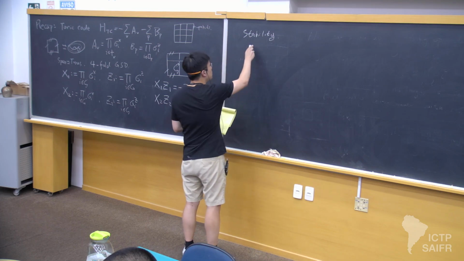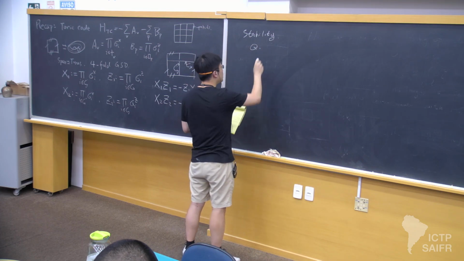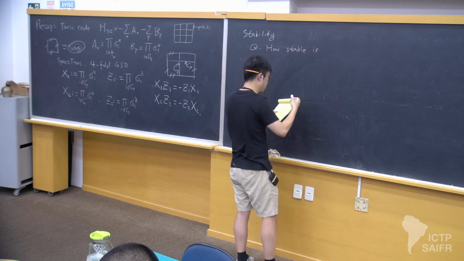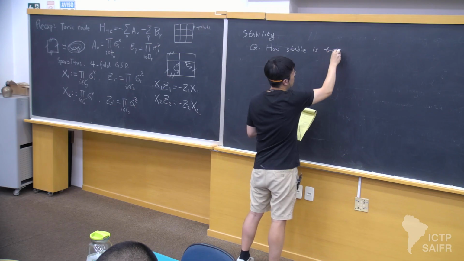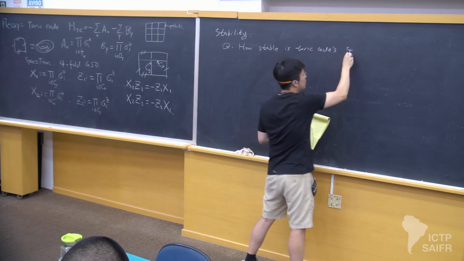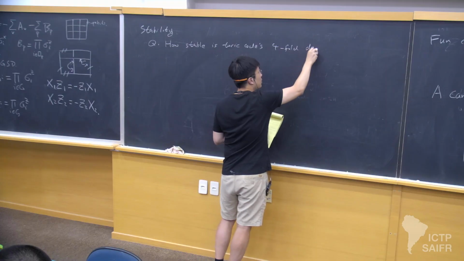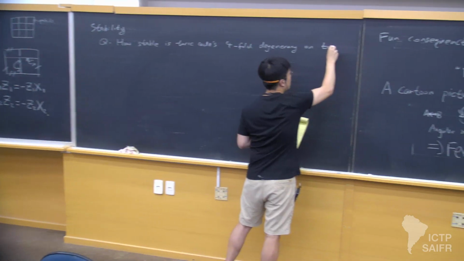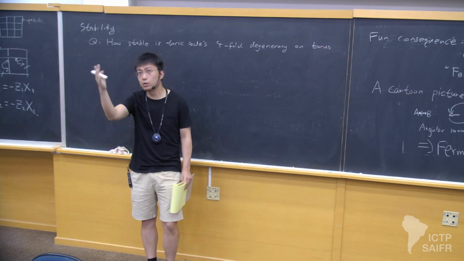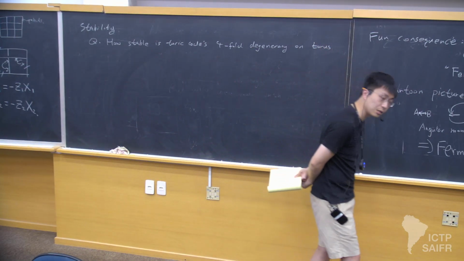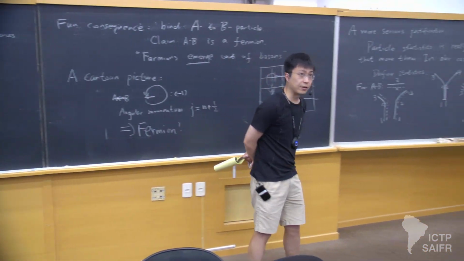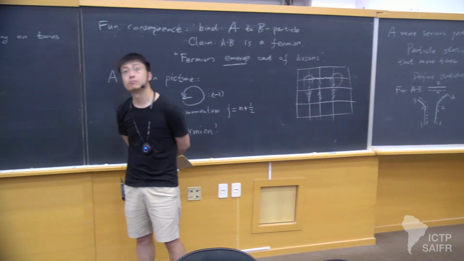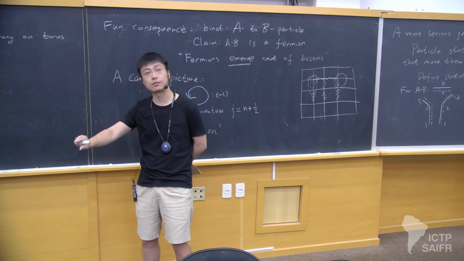Okay. So specifically, let's ask how stable is toric code's fourfold degeneracy on torus. For example, in the first lecture, I showed you that the Ising model also has a twofold degenerate ground state. But if I add a generic perturbation that breaks the symmetry, that degeneracy is gone immediately. Even if I add an infinitesimal such perturbation, you don't have such degeneracy anymore.